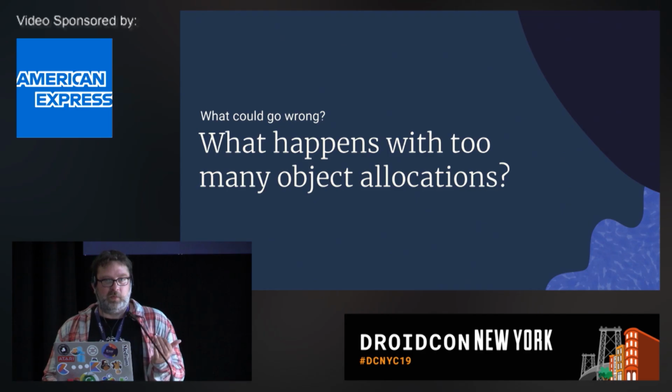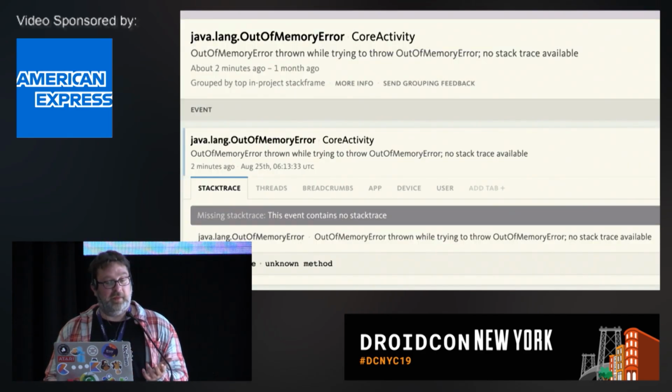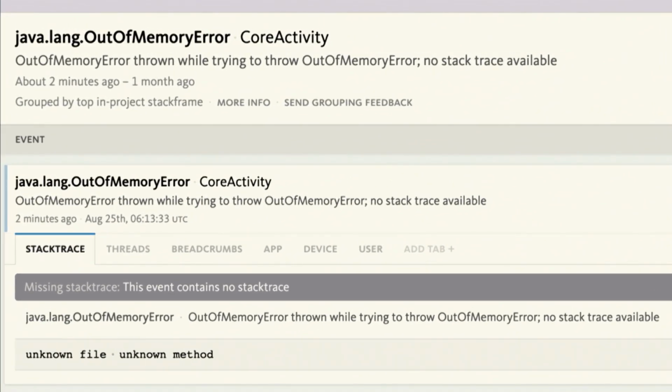But what happens when you have too many object allocations? You start getting things like this. And these are always the most fun when you get an out-of-memory error while trying to throw an out-of-memory error. Unknown file, unknown method, no stack trace available. So it's not fun trying to hunt those down. But we were so afraid of our API that we started to get a lot of these. And we tried to figure out what we could do about that.